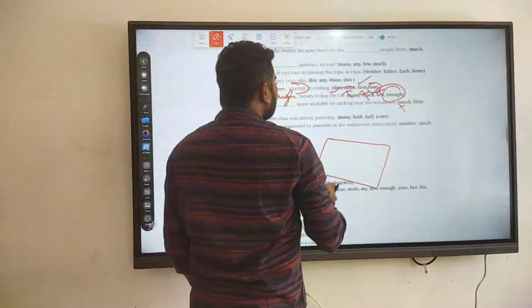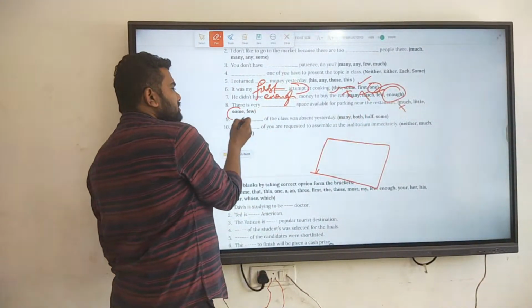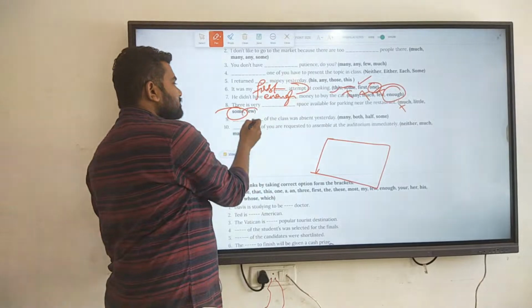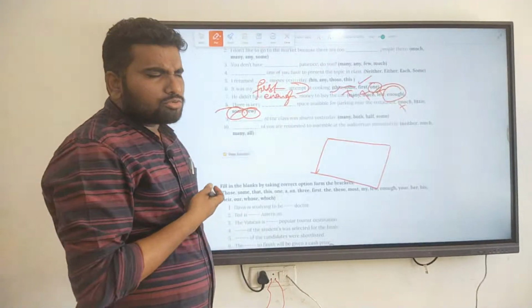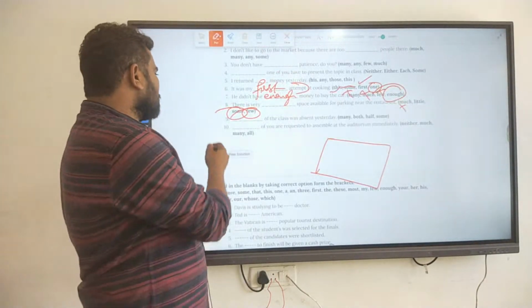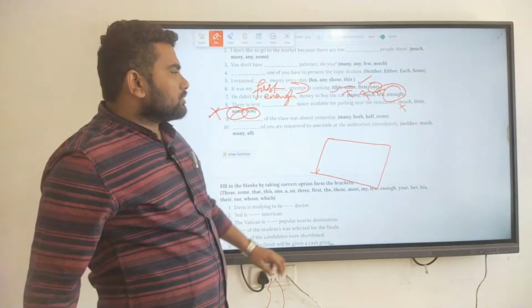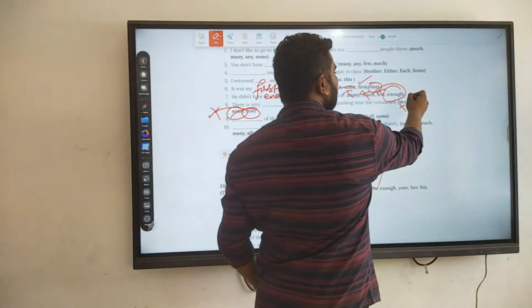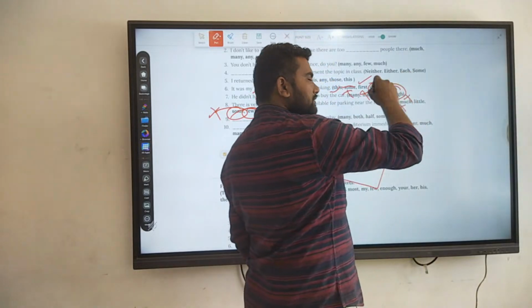Why am I using little, sir? Why not these other options? Because some is for what? Countable. Few is also for countable. So these two options will not come here, and that's the reason we are going to cancel these. And the next one is much. Much is used for larger quantity, but still for uncountable nouns.